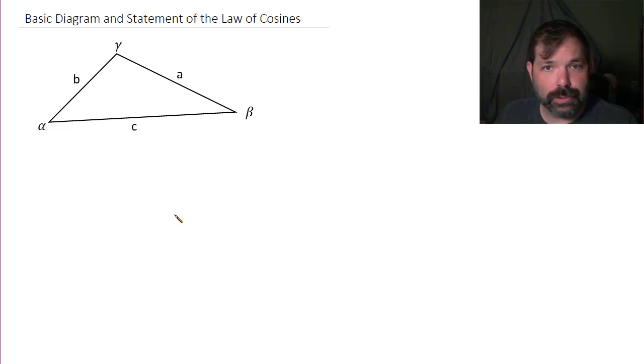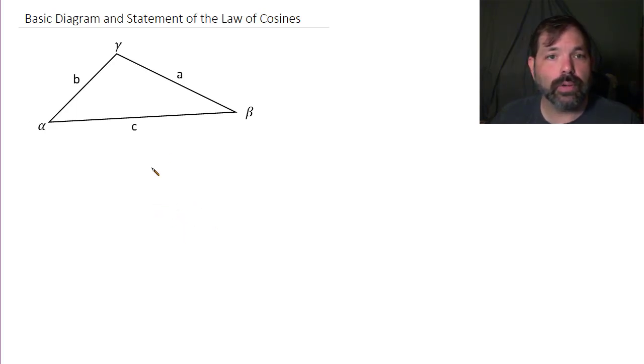The law of cosines. Like we did for the law of sines, I'm going to build the law of cosines. I'm going to derive the formula, and then we're going to see several examples of its use. Again, this is a technique that we'll need to solve certain oblique triangles.